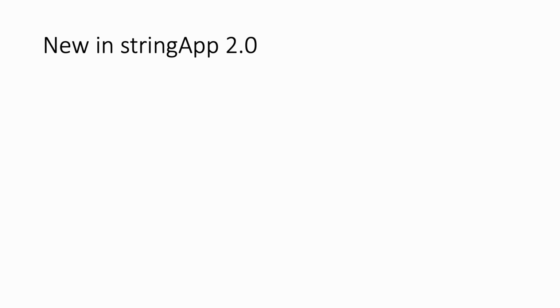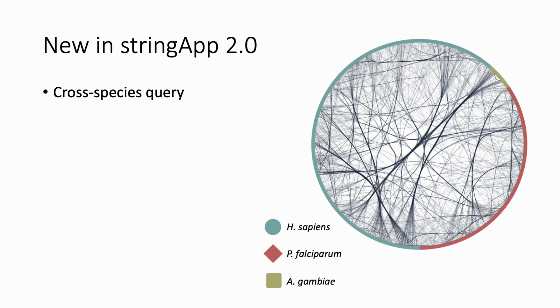On top of the already existing stringApp functionality, the latest version can perform cross-species queries. This means retrieving interactions for host pathogen or virus host pairs. Here you can see an example of a network that contains three different species, namely human proteins in teal color, proteins from the malaria parasite Plasmodium falciparum in red, and proteins from the mosquito that transmits malaria to humans in lime color.